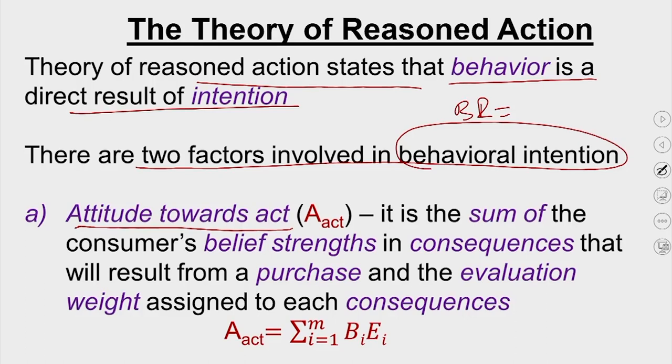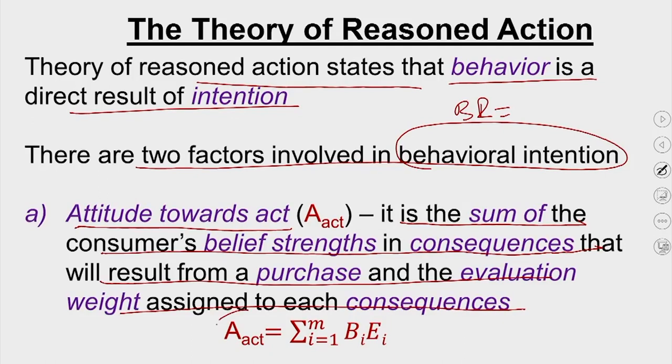So attitude towards act is the sum of the consumer's belief strength in a consequence that will result from the purchase and the evaluation weight assigned to each of the consequences. So attitude towards act, A act, is actually a summation of my BI and EI. Remember the Fishbein model: BI is the belief strength that I believe that a particular product has a particular attribute, and EI is the desirability of the attribute.